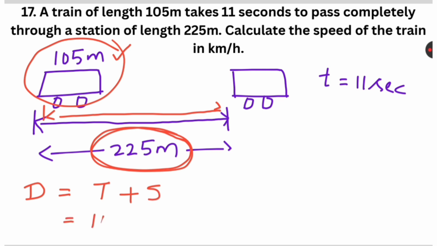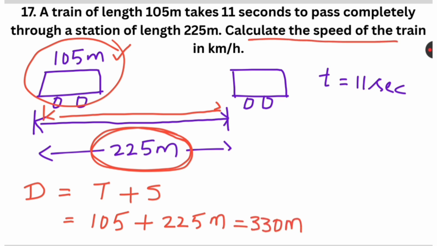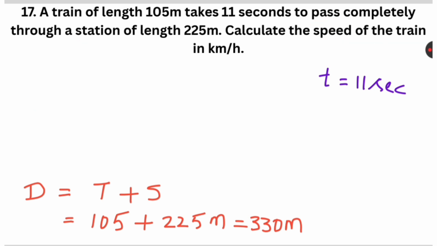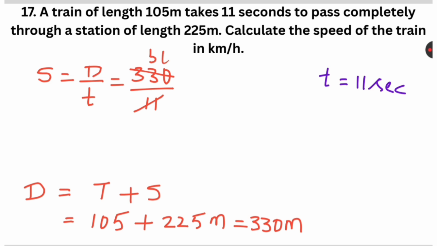So what is the train length? 105 meters plus what is the station length? 225 meters, which gives 330 meters. What is the question? Calculate the speed of the train in kilometers per hour. So first find the speed. What is the speed formula? Distance by time. What is the distance here? 330 meters divided by 11 seconds. So if we cancel this, we are going to get 30.